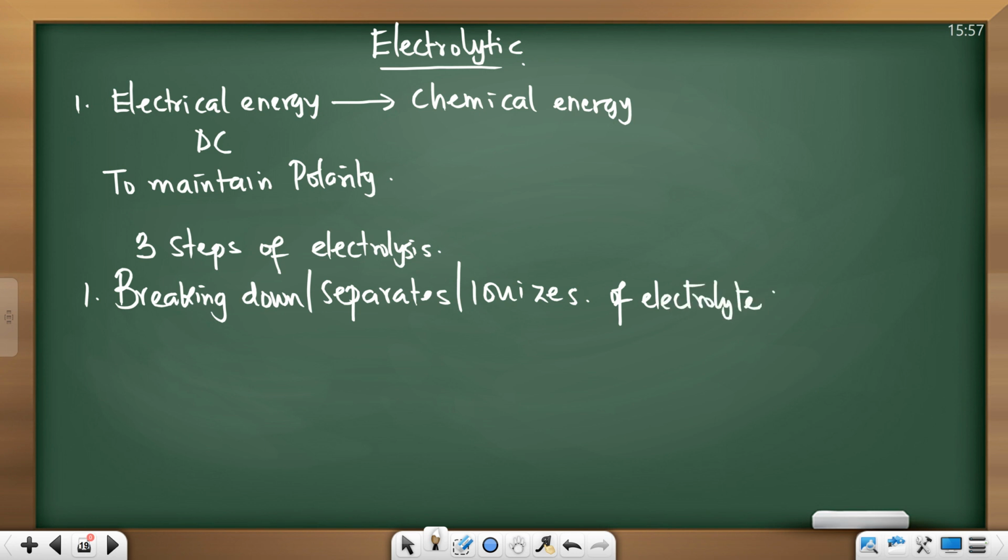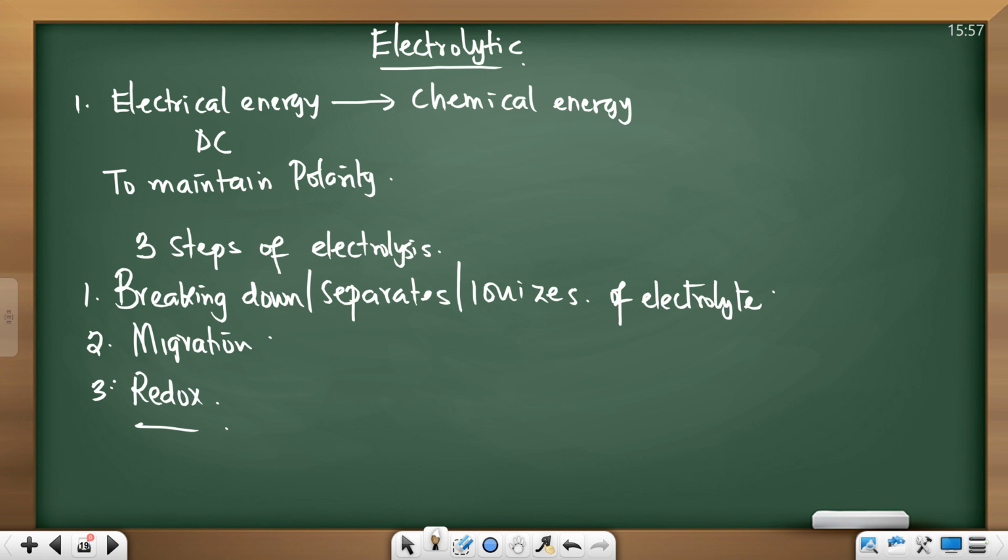Number 2, this is where I'm going to answer your question. Number 2, migration. The cations would move to the cathode and the anions move to the anode. Number 3, redox. Okay. So I'm just going to answer questions here and use them to guide you.